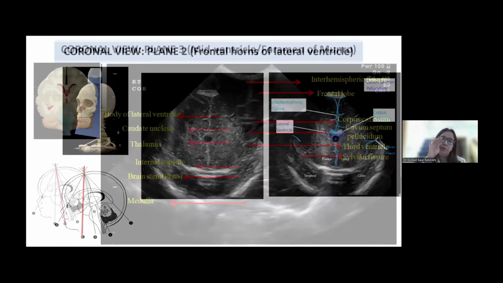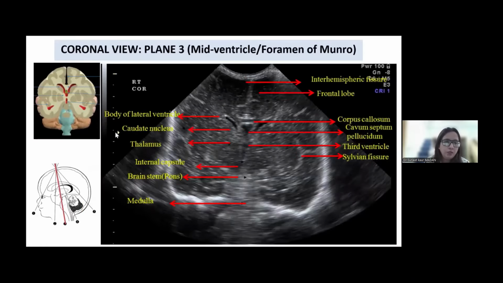Going to the third plane in the coronal view, this is the third plane where you are cutting through the foramen of Monro. This is also called the mid-ventricular view. This is again the third view in the coronal sections. So this is how the picture looks. Again, this is the interhemispheric fissure. These are the frontal lobes. This is the corpus callosum, and this anechoic area is the cavum septum pellucidum.